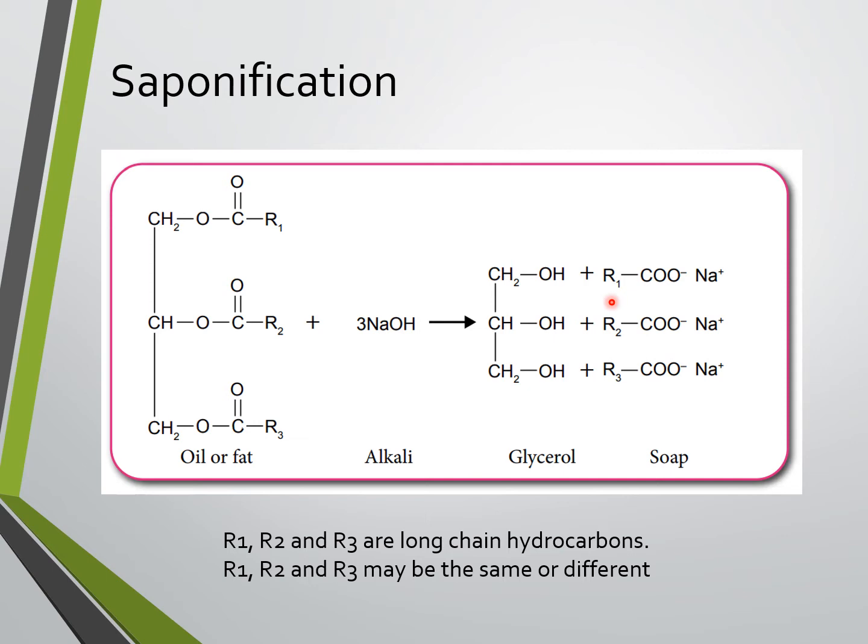As we see here, we have 3 molecules of soap. The R1, R2, R3 are long chain hydrocarbons. They may be the same or different, and the functional group is at the end, which is COO and Na. Why Na? Because we use sodium hydroxide. If we use potassium hydroxide, the end of the soap molecule will be potassium.